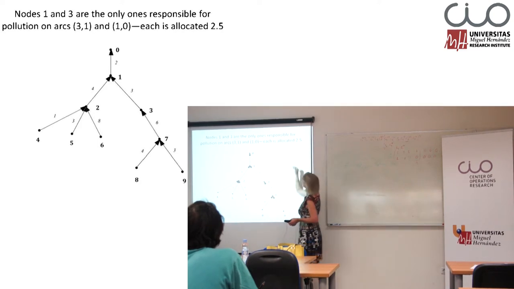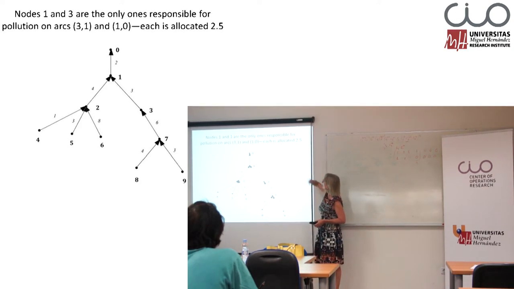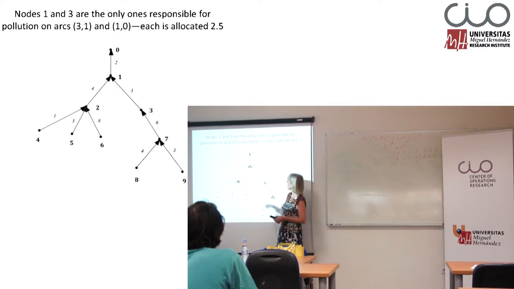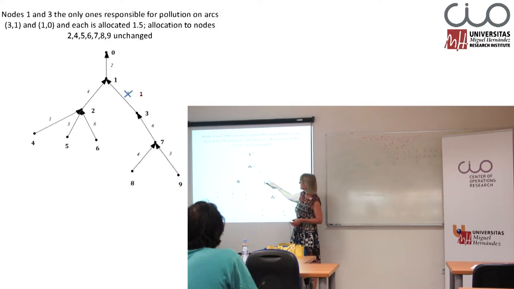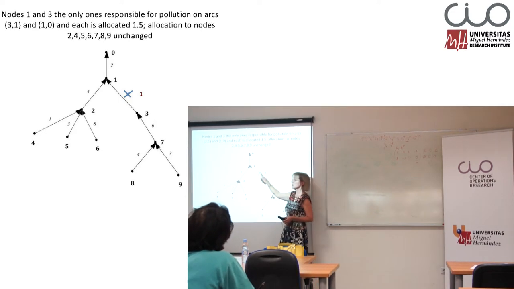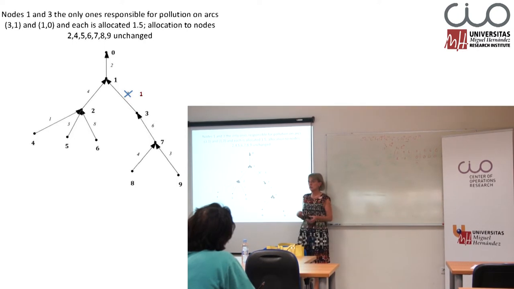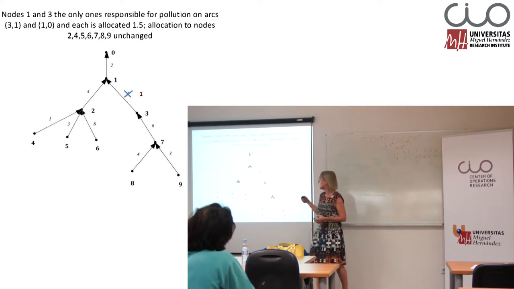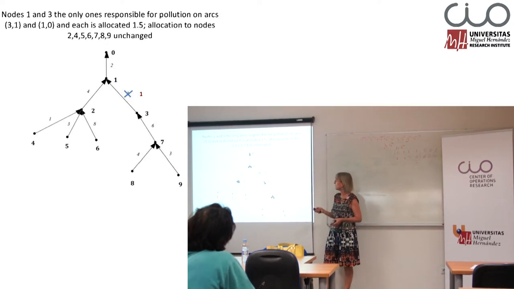So let's say that everybody is allocated 2.5 here. And let's say they work together and they reduce this emission from 3 to 1. So what this property says is that the only members of the supply chain who should share the benefit from this reduction should be 3 and 1. The other guys did not do anything about it, so why should they see the benefits from it? So this removes the free riding problem.